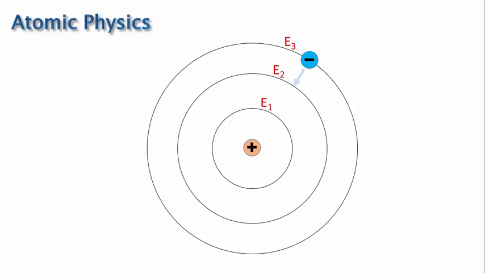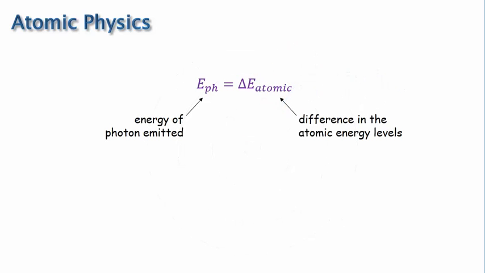If it drops back to E2, then the energy that the electron loses is emitted as electromagnetic energy, or light energy, where the amount of energy emitted is equal to the difference in the energy levels between E3 and E2. Or it may drop from E3 all the way down to E1, in which case the amount of energy emitted would be equal to the difference in the energy levels E3 and E1.